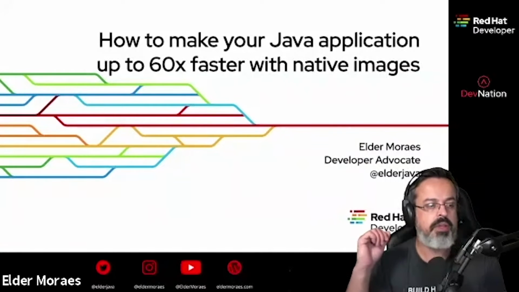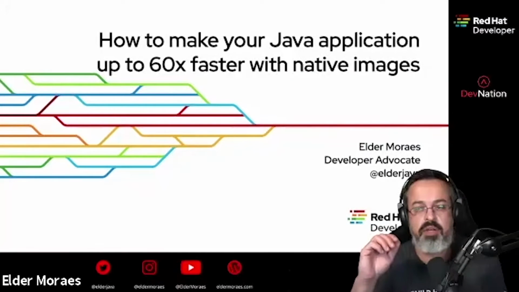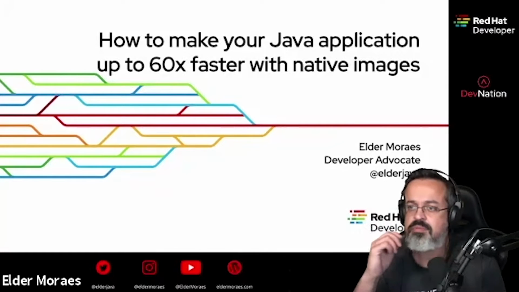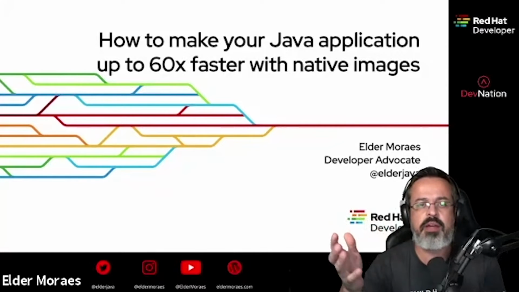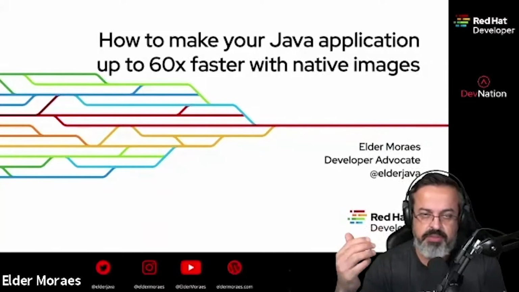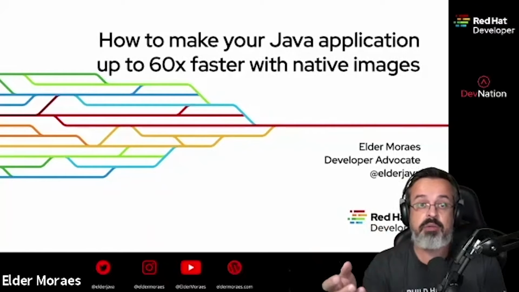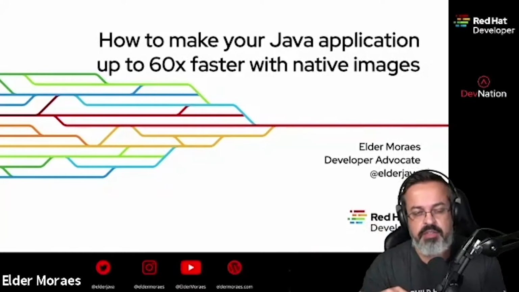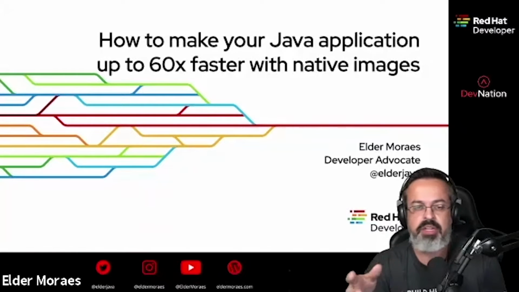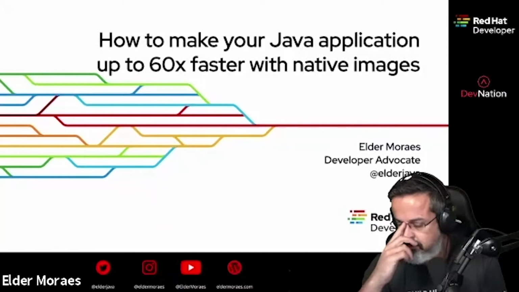Let me switch to my screen. And today we are gonna talk about native images with Java, of course, and how we can make our applications up to 6 times faster just by using native images. My name is Elder Moraes. I'm a developer advocate here at Red Hat. I'm based in São Paulo, Brazil, and I'm really happy to be with you all today.